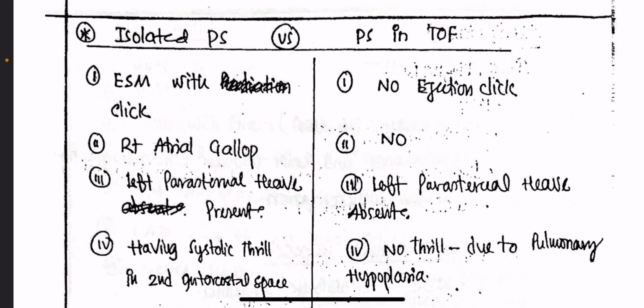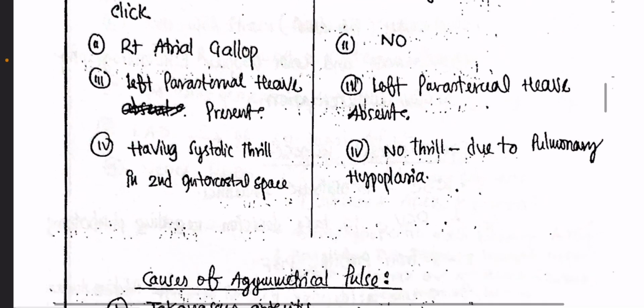Now, difference between isolated PS and PS in tetralogy of Fallot. Isolated PS has ejection systolic murmur with click. In PS in TOF, there is no ejection click. Right atrial gallop present in isolated PS, but no right atrial gallop in TOF. Left parasternal heave present in isolated PS, no left parasternal heave in TOF. Systolic thrill in second intercostal space in isolated PS, no thrill due to pulmonary hypoplasia in TOF.